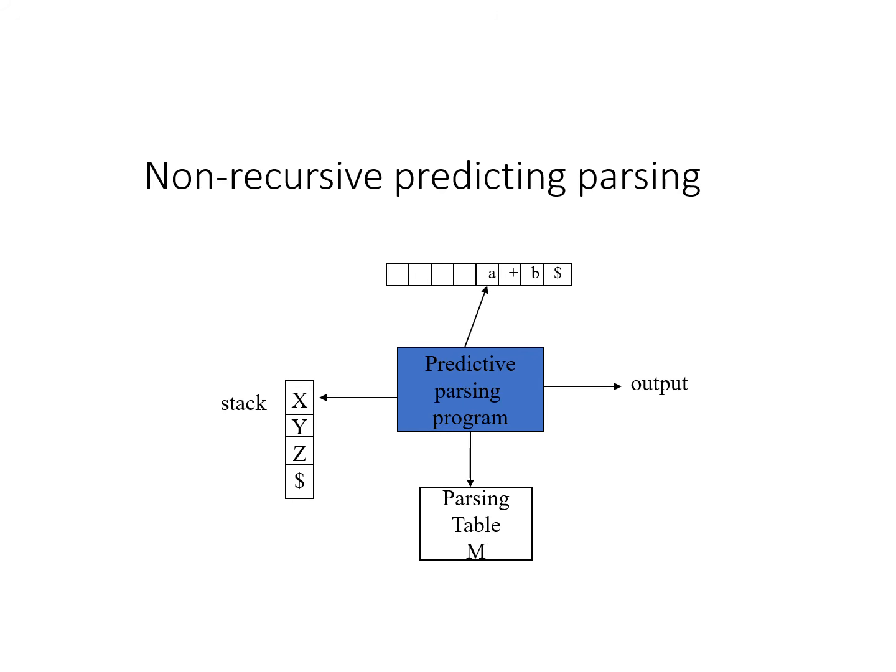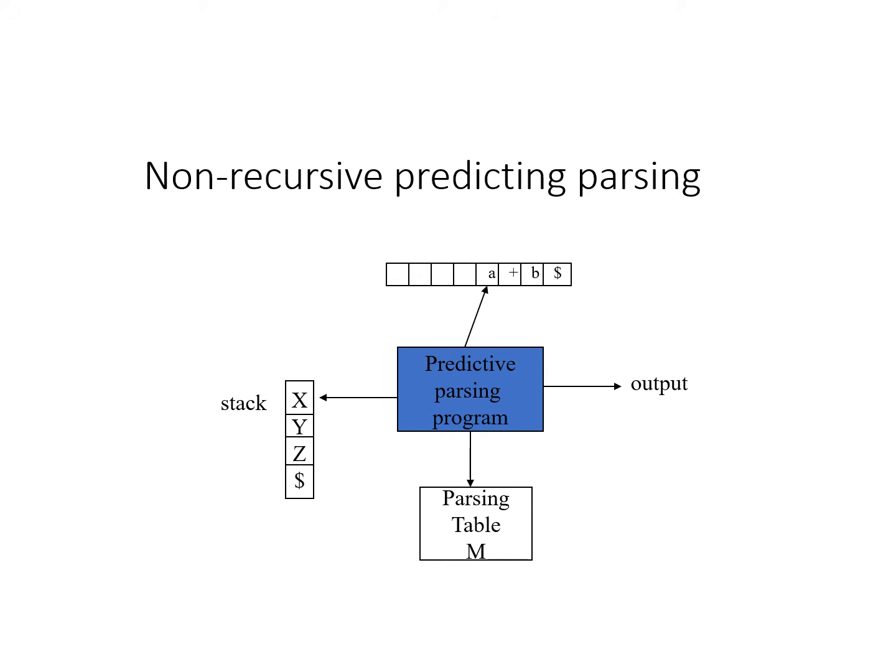Now let us consider this diagram. How does the non-recursive predictive parsing algorithm work? The predictive parsing algorithm is the center part. It uses three data structures: one is the stack, the parsing table M, and the given input. So it produces output.